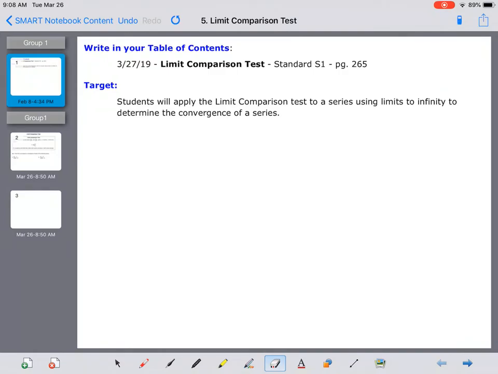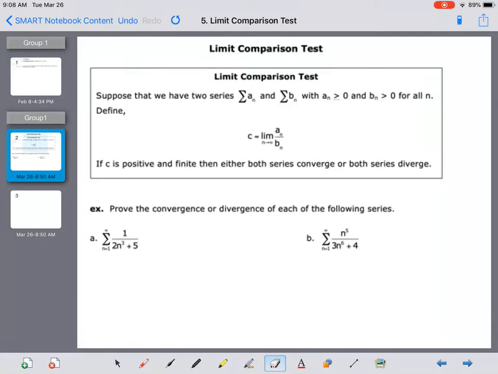but was not quite there because of the addition of a 5 or because of something else going on in the problem. So anytime we get a series that looks like but it's not quite, we tend to go to the limit comparison test. And that's what we're going to do today. This one's pretty simple, dealing with some fractions though.